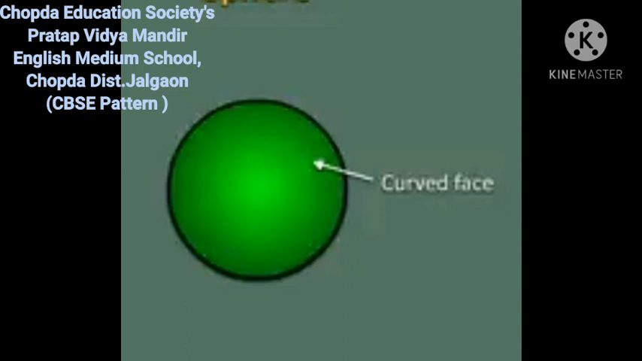This means the sphere has only a curved surface. You can look at this curved surface in this picture. This sphere has only a curved face. The sphere has no edges and no corners. It has only a curved surface.